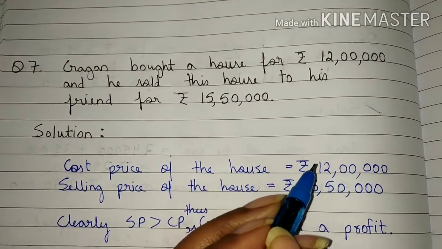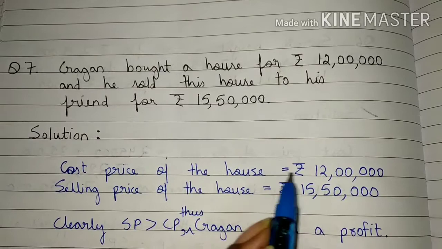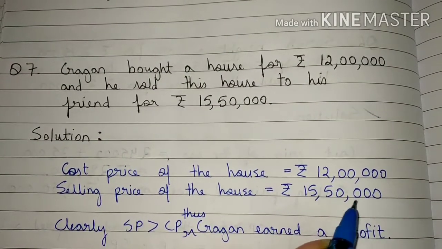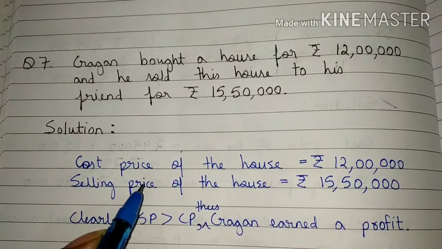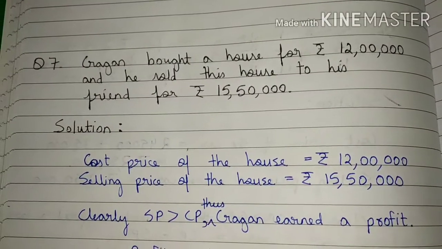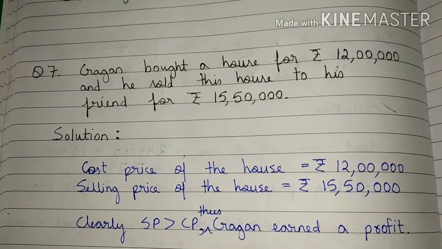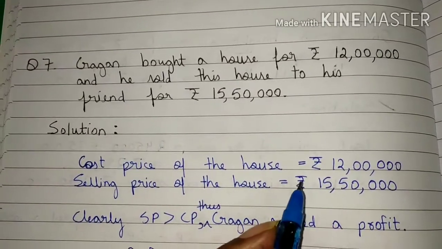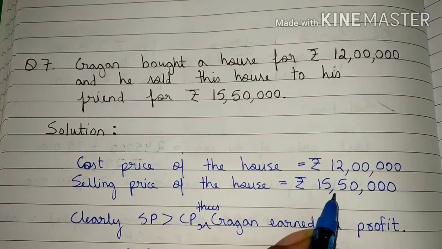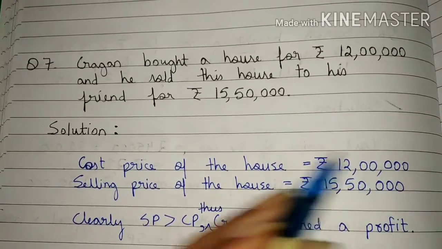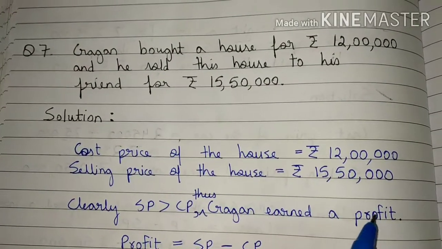Now students, when you compare these two prices, you will see that rupees 15 lakh 50,000 is greater than rupees 12 lakh. It means selling price is greater than cost price. We know that if selling price is greater than cost price, then a person earned a profit. Thus, Gagan earned a profit.